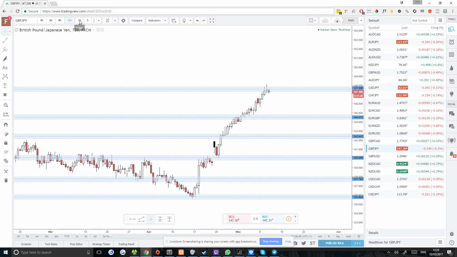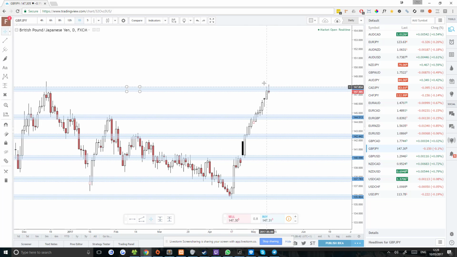What I'm going to look for is a short after the close of this daily candle here. Want to see what this daily candle does. If this daily candle closes as indecision, there's definitely potential to get into a short tomorrow. So keep a very, very close eye on this. GBPJPY, there's potential for a really good trade.